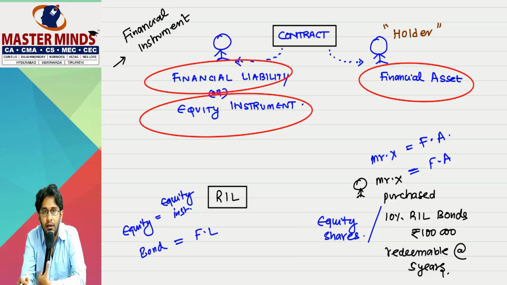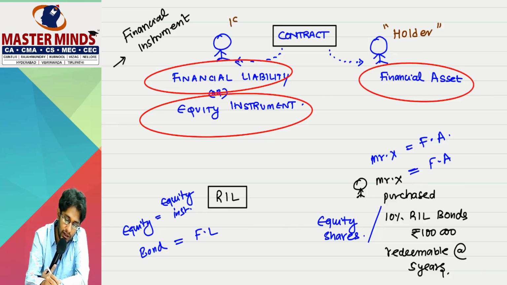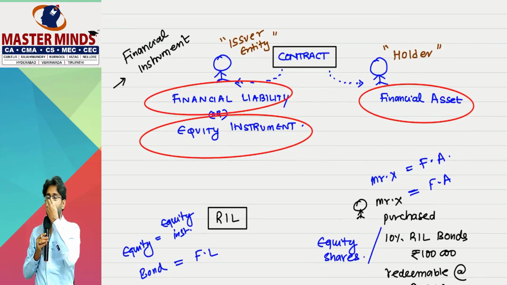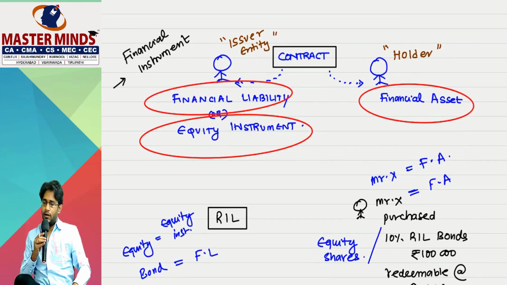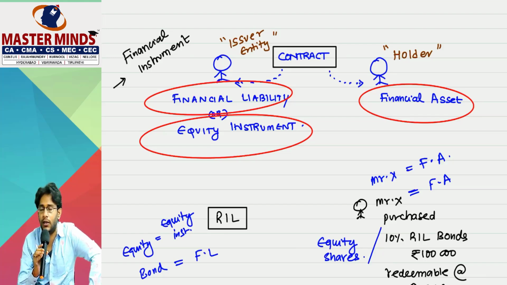And the person to whom the contract is a financial liability or an equity instrument is referred to as the issuer entity. So the parties in the contract are two, sir. One is the holder, the other is the issuer. For the holder, the contract will always become a financial asset. But for the issuer, the contract can become either a financial liability or an equity instrument.